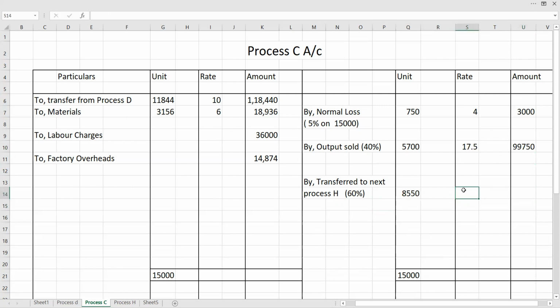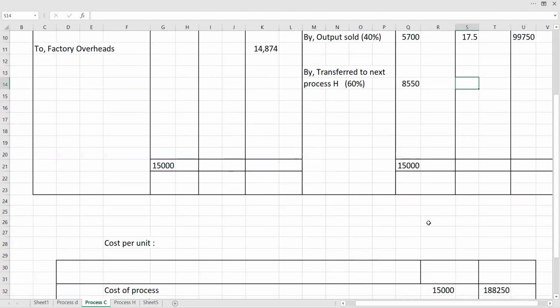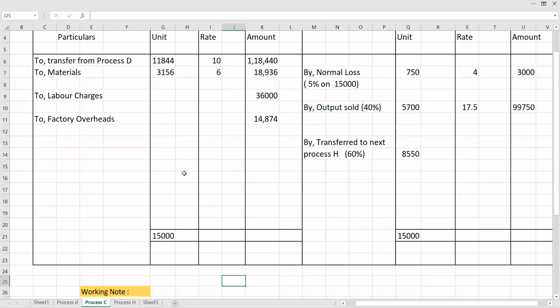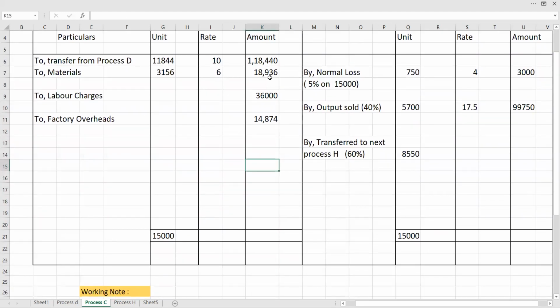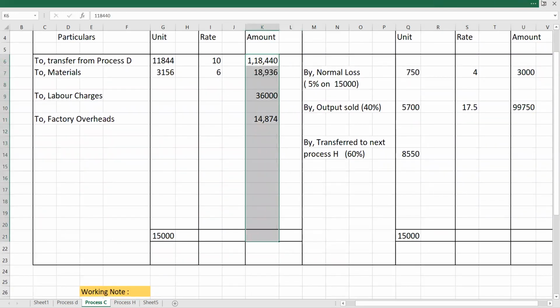Now we have to calculate the rate for this transferred output. आपण जे आउटपुट ट्रान्सफर करणार आहोत त्याचा आपल्याला रेट कॅल्क्युलेट करून घ्यायचा आहे. सो हाऊ टू कॅल्क्युलेट दिस? त्यासाठी आपल्याला एक वर्किंग नोट प्रिपेअर करायची आहे. सो हिअर इज अ वर्किंग नोट. See, first we have to take a total of this unit column, that is 15,000, and next we have to take a total of this amount column.